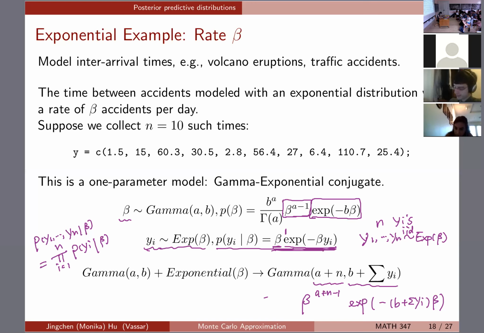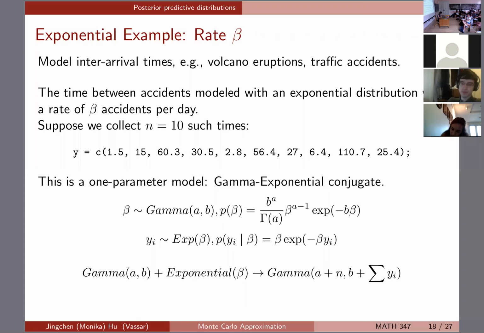If no question, we will take this as what we know for now. This is a conjugate case. You start with the gamma for the rate, and then you combine with the exponential model, and you come up with the gamma posterior for this particular beta. So we'll keep in mind this is the conjugate model that we're going to work on.